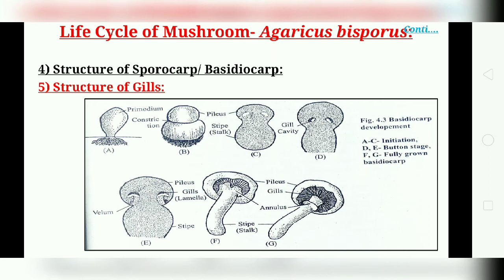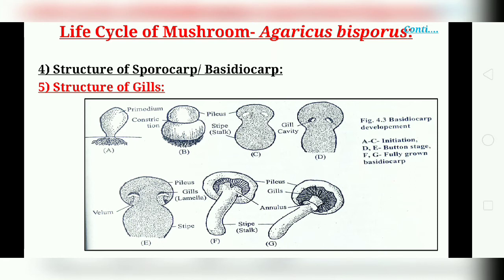Each basidiocarp develops as a small white knot-like structure, which gets organized into the button stage, having a short basal stipe and an apical hemispherical pileus with gill formation. The button stage gets organized into a fully grown basidiocarp with a long stipe and umbrella shaped pileus.